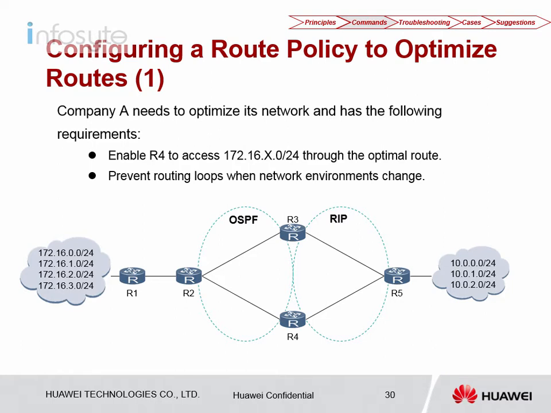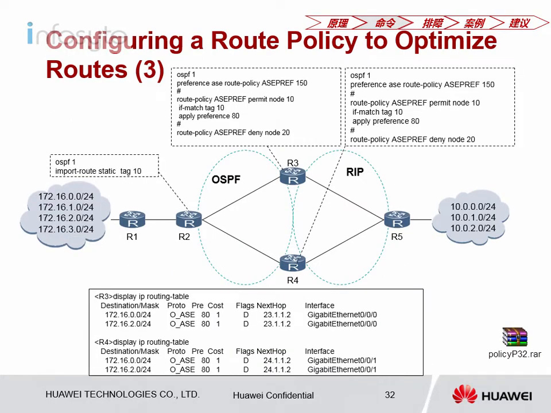Now for us to solve it, we have to do some route policy. Okay, so this is the command on how we can solve the entire solution. Firstly, when we do the import on R2, we are going to give them a tag. For this example, we are going to use a tag of 10. So when 172.16.0.0 is being imported, I'm going to apply a tag of 10.